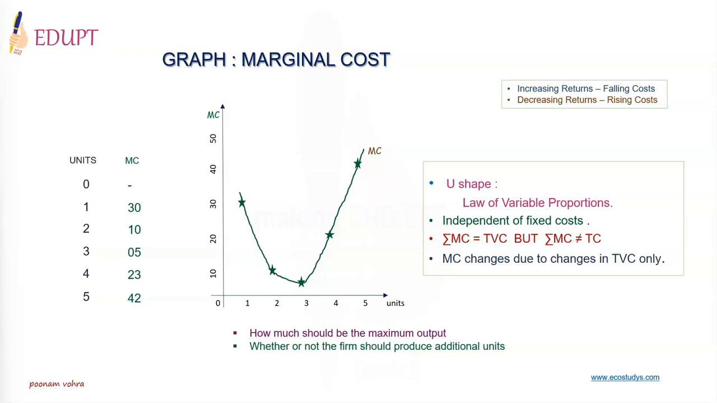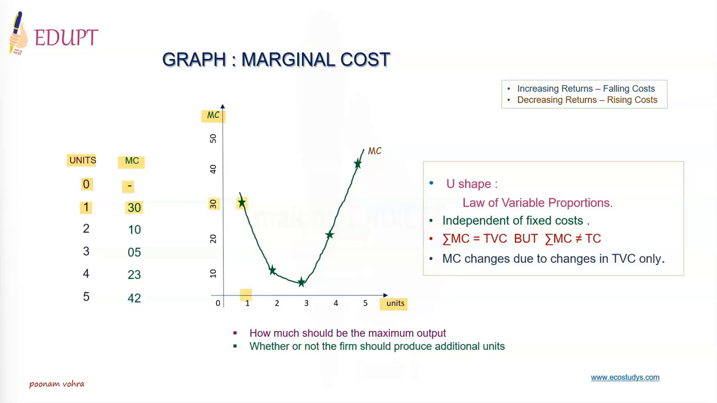Marginal cost can be shown diagrammatically also. For that, units produced are taken on the x-axis, marginal cost on the y-axis. The information has been given for units produced and marginal cost, which needs to be plotted. 0 units will not be plotted as marginal cost is not defined. When 1 unit is produced, marginal cost is 30.